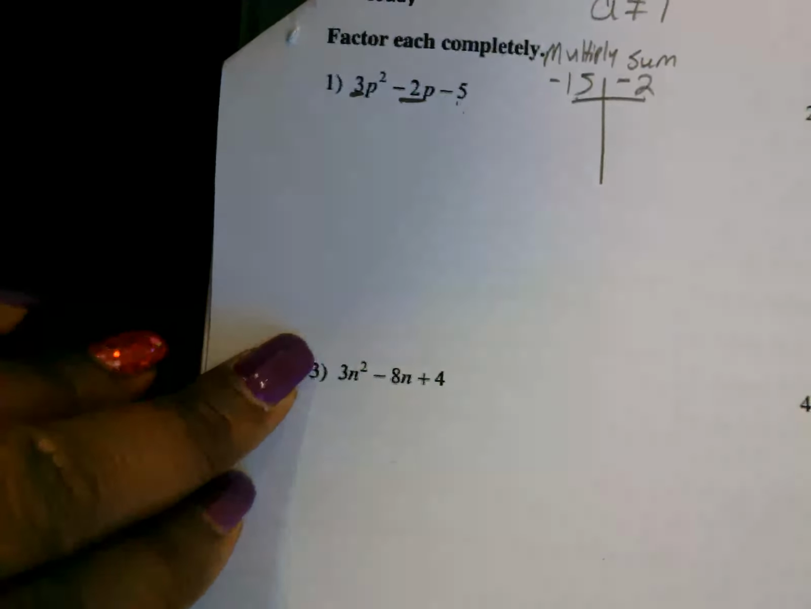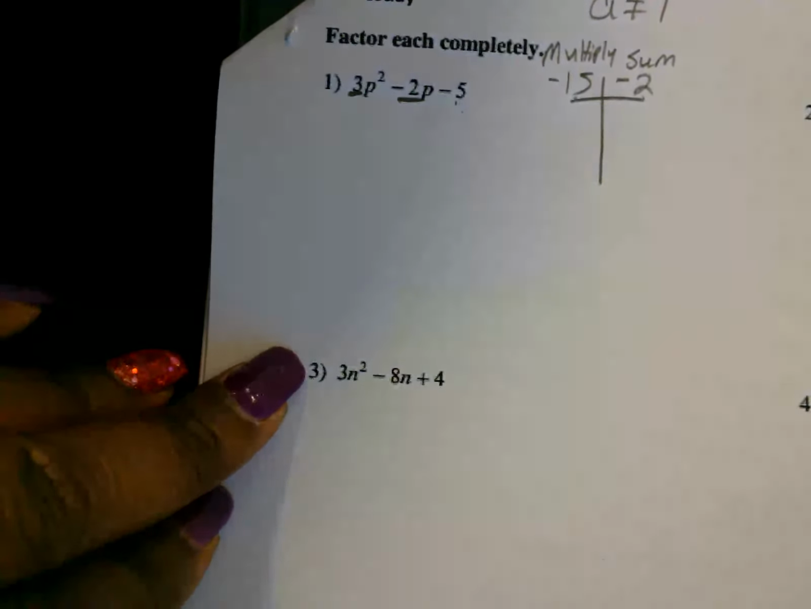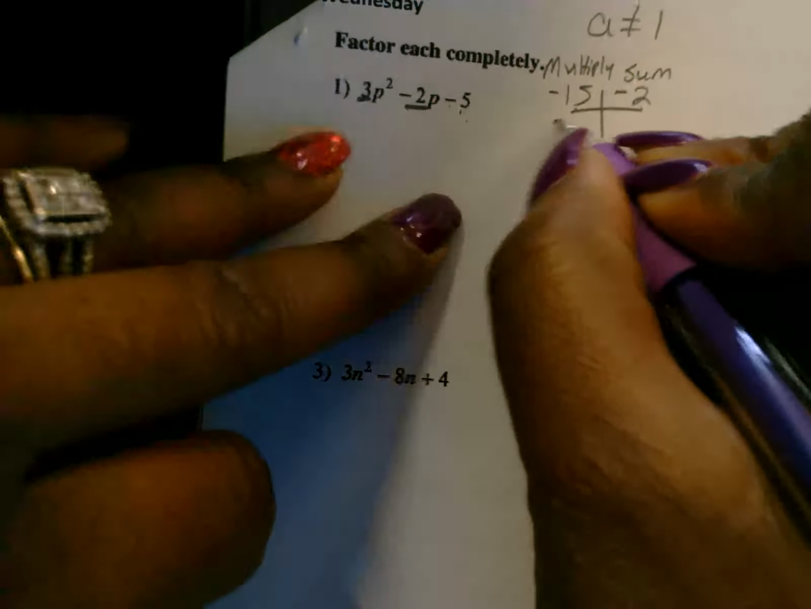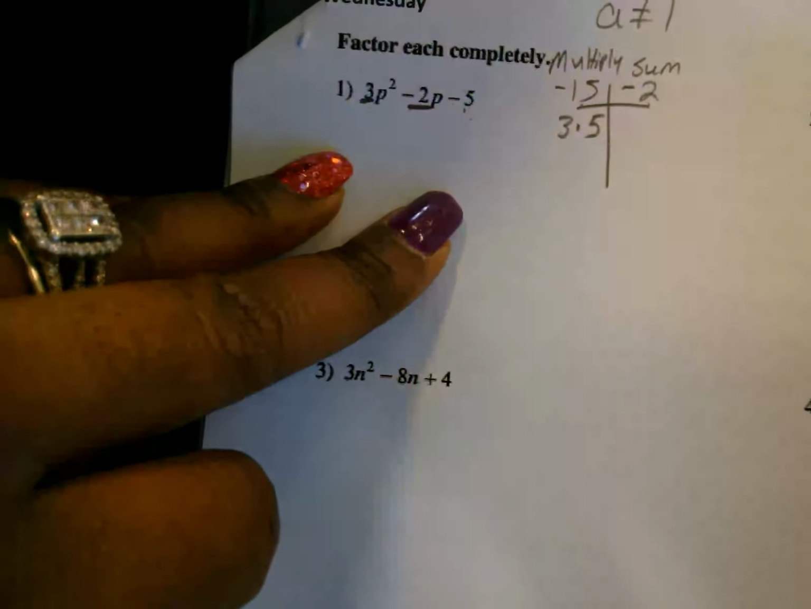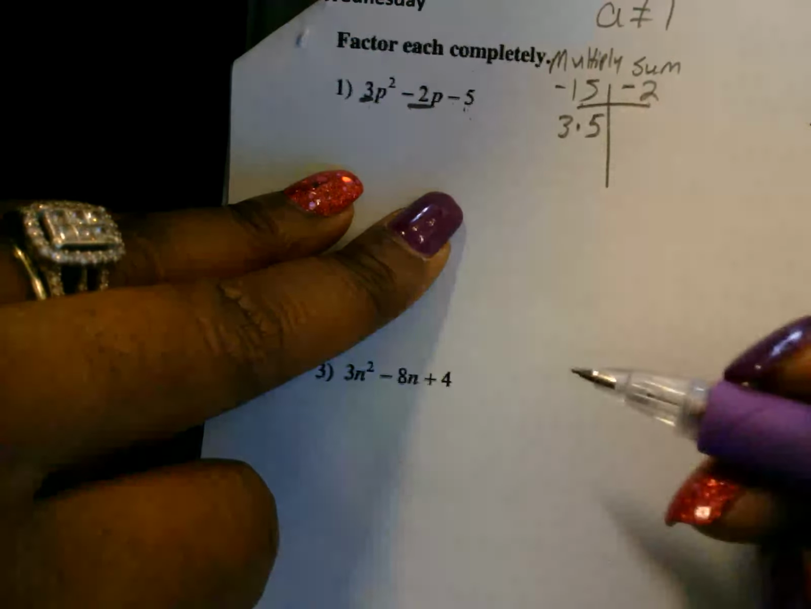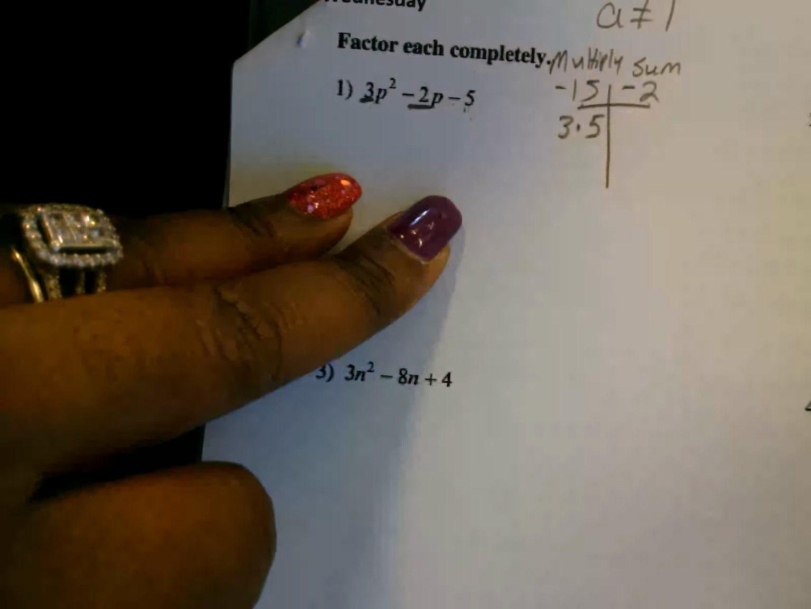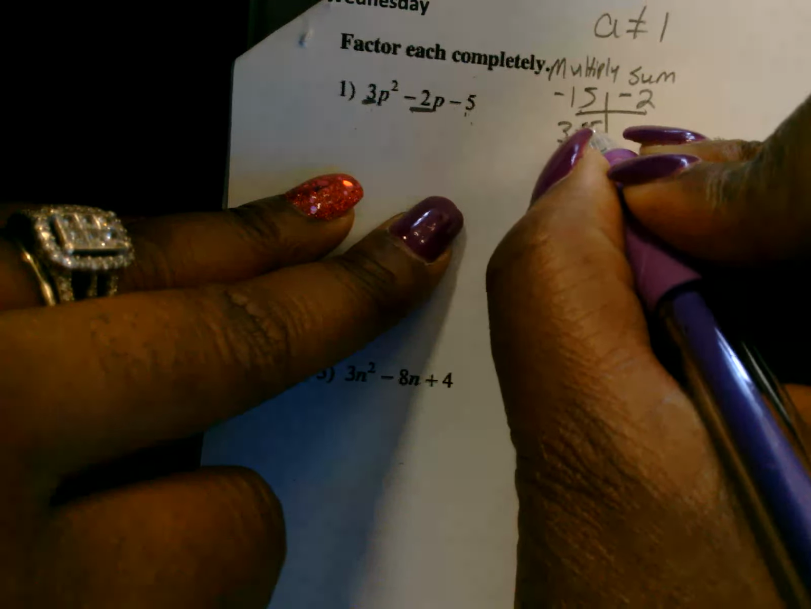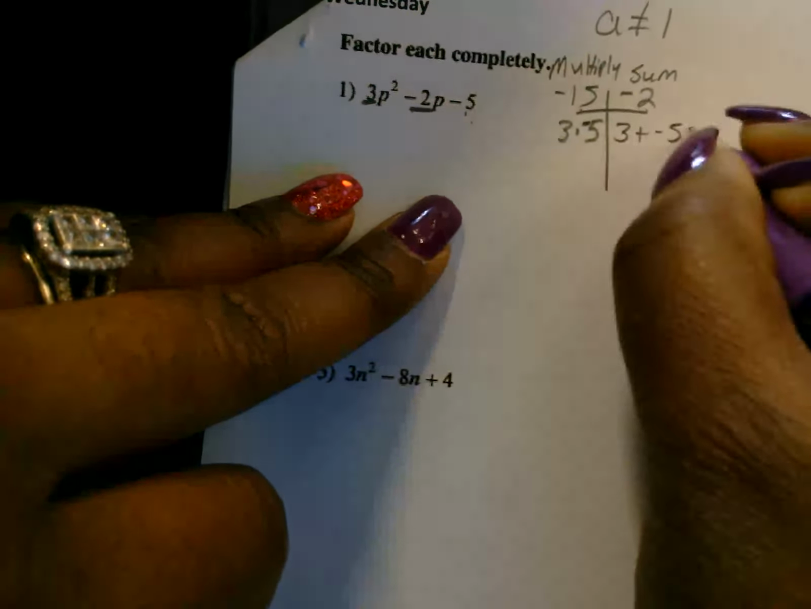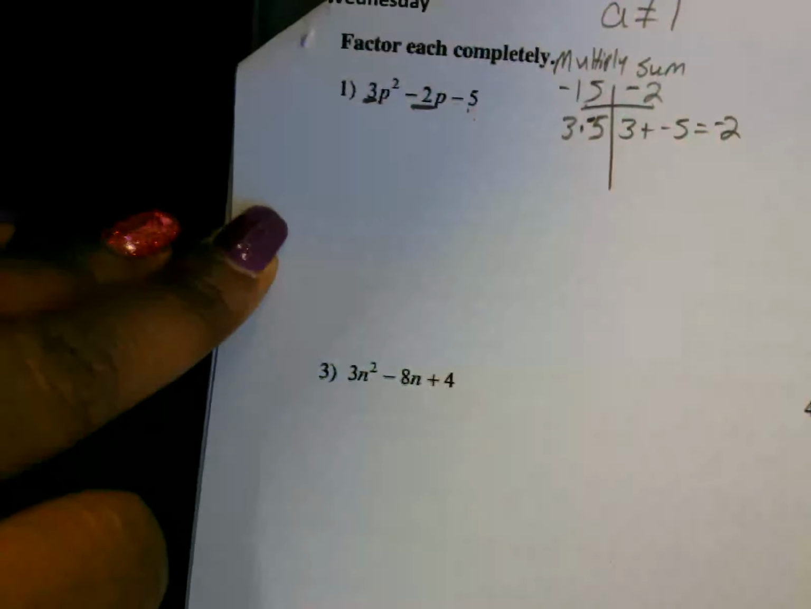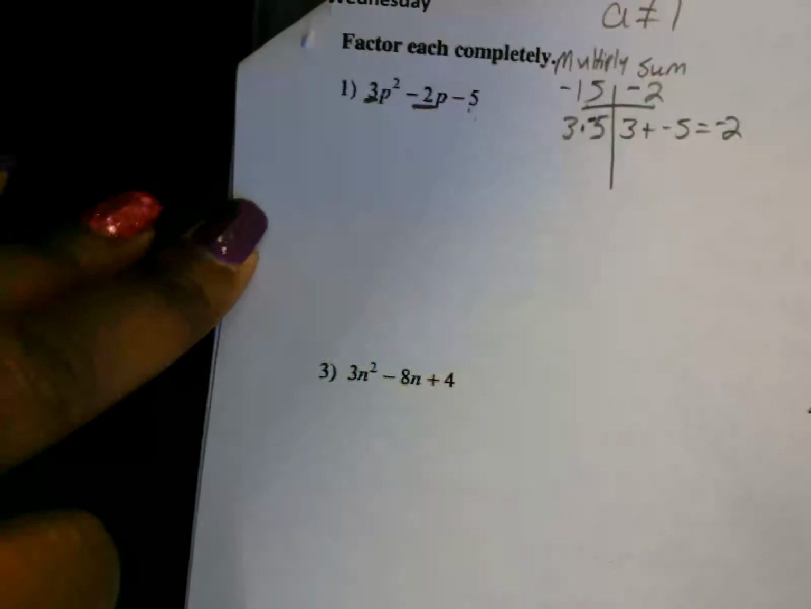Okay? So you can list the different factors, two numbers that can be multiplied to give you negative 15. So you have 3 and 5. In order to make it a negative, when you multiply, one of them's got to be a negative, but they add up to a negative 2. So we're going to make the 5 a negative because 3 plus a negative 5 is equal to a negative 2.